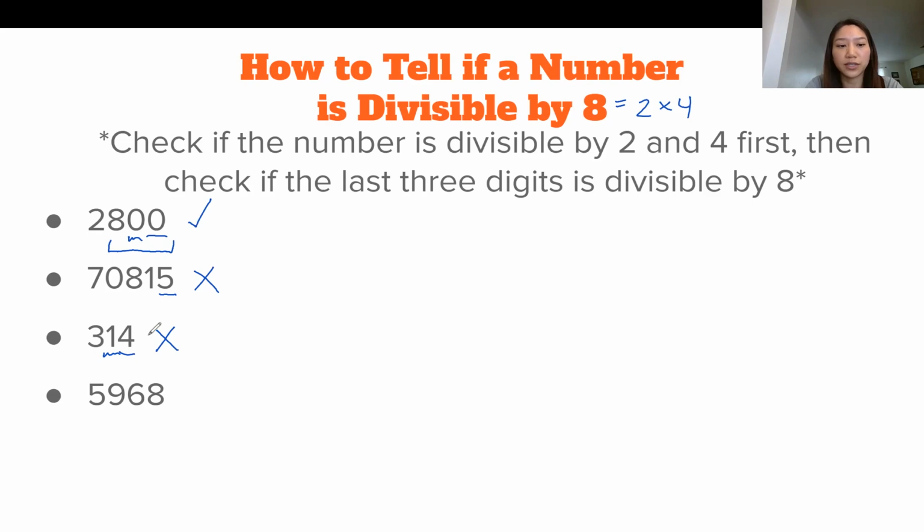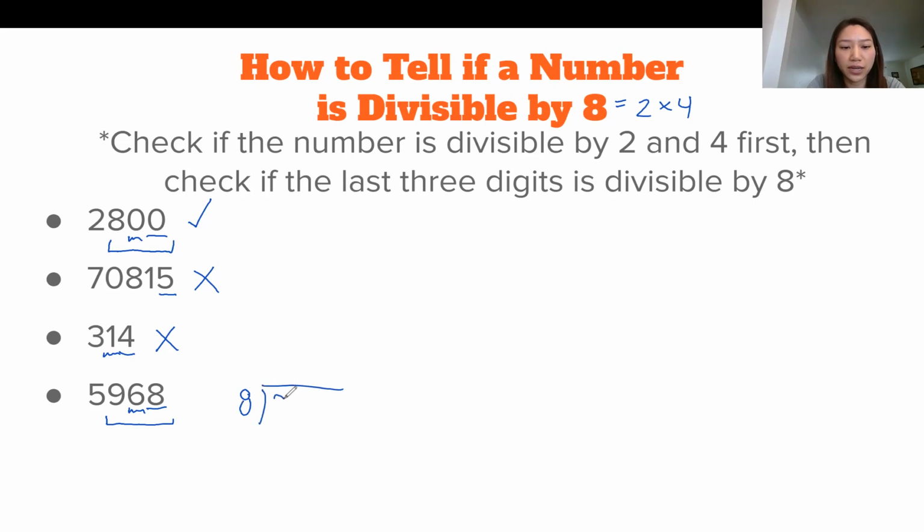How about 5,968? Again, the last digit is even, so that's divisible by 2. The last two digits is 68, which is divisible by 4 because 4 goes into 6 one time with 2 left over, and then 4 goes into 28 7 times. Then to see if it's divisible by 8, we would check the last three digits, which is 968, and see if that's divisible by 8.